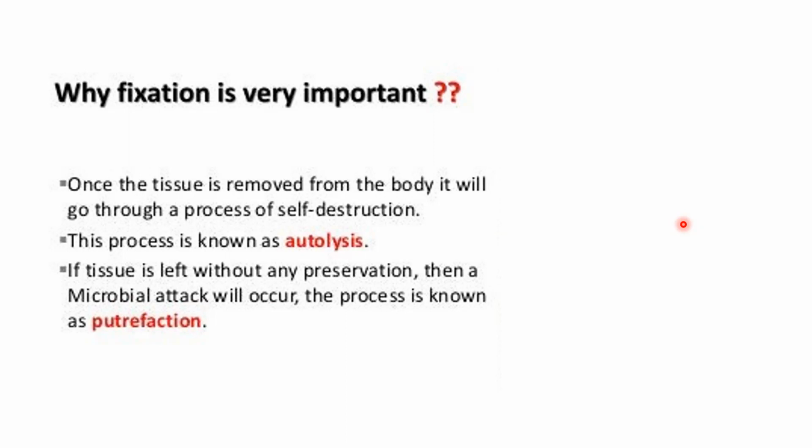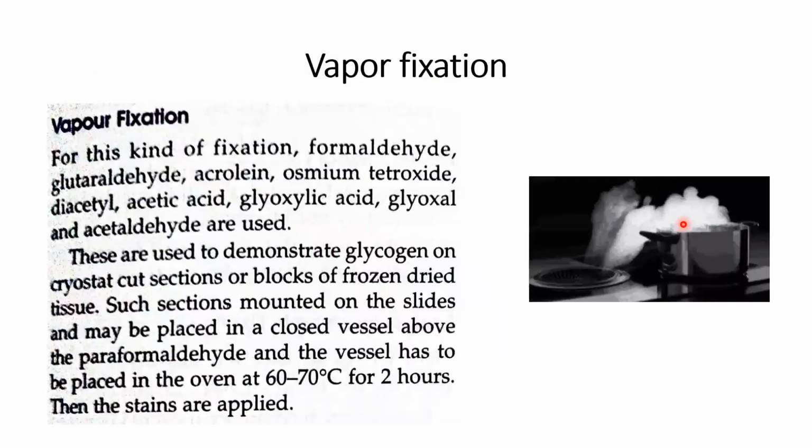to the tissue, and the tissue is able to withstand more with vapor. So fragile tissues will be subjected to this vapor fixation method. Okay, so this is the idea. So we will use formaldehyde, glyceraldehyde, osmium tetroxide vapors or acetic acid vapors, and we will keep the tissue above the vapors.